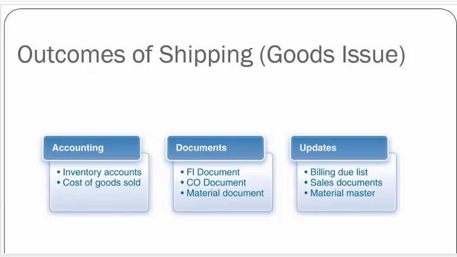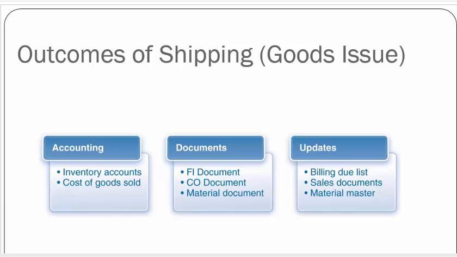As a result, you have a financial document that shows the cost of goods sold and decrease in inventory. You also have a control document that shows profitability, reflection of the goods that have been sold on the profitability analysis. And again, inventory, because of the selling, the material document is created to show that there is a decrease in inventory.